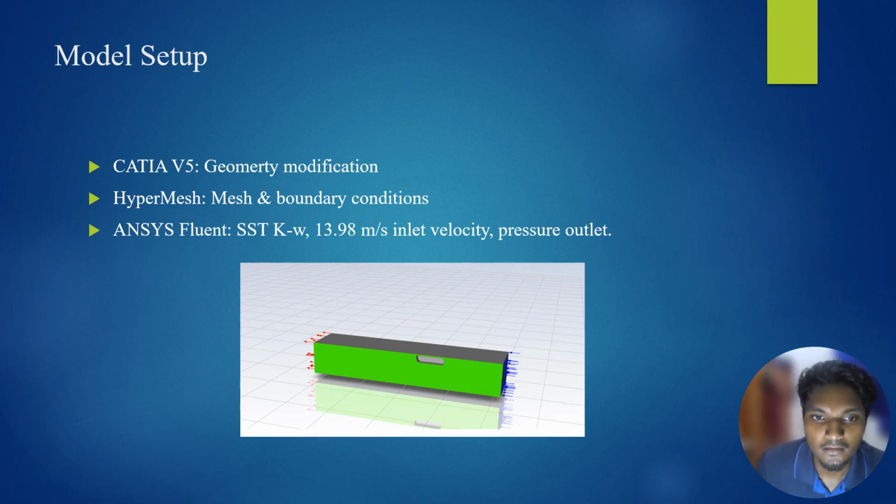So I will continue presenting about the model setup. We use CATIA V5 for the geometry modification and HyperMesh for mesh and boundary conditions. We also use ANSYS Fluent for SST k-omega, with 13.98 m/s inlet velocity and pressure outlet.